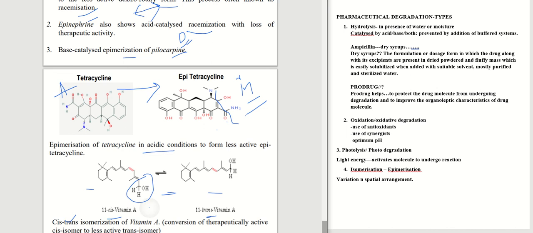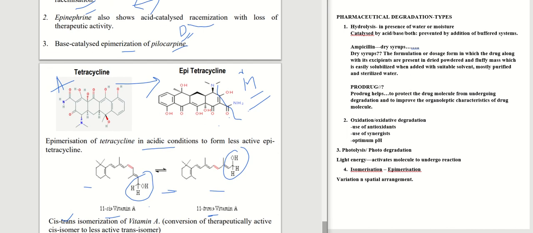See, the group will be here, the group will be here. It will be just turned upside down, that's it. So even this transition or change in the spatial arrangement plays a role. We should make sure that we maintain proper pH to avoid this kind of isomerization or epimerization. So these are the various degradation mechanisms that can happen in a chemical reaction.